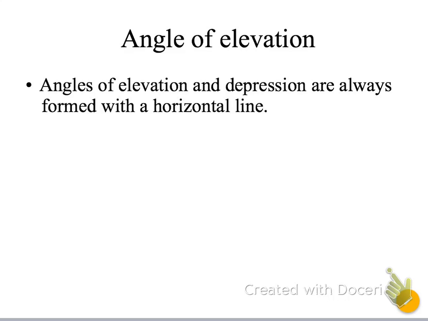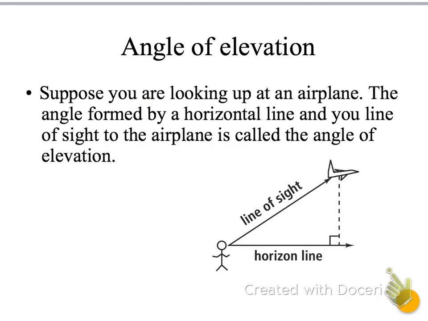Okay, so angles of elevation and depression are always formed with horizontal lines. So there's always going to be a horizontal line in there. Angle of elevation: suppose you were looking up at an airplane. The angle formed by a horizontal line, so here's a horizontal line, and your line of sight to the airplane is called the angle of elevation. So your eye line elevates. When you're looking up, it's the angle of elevation.